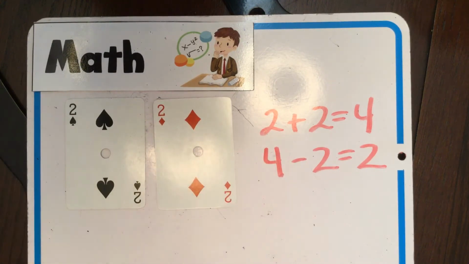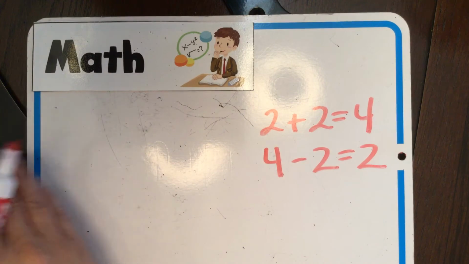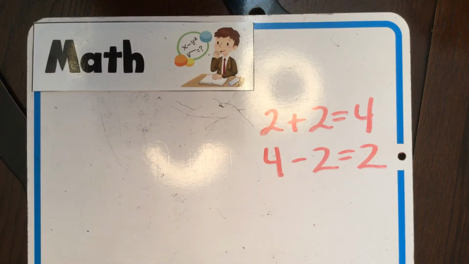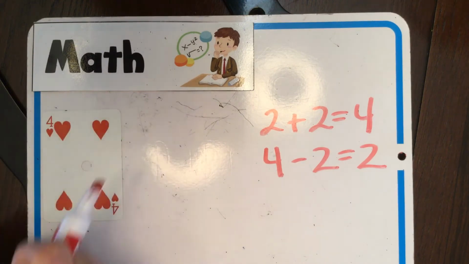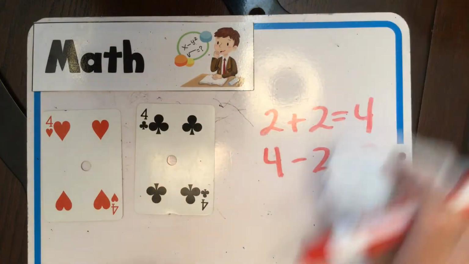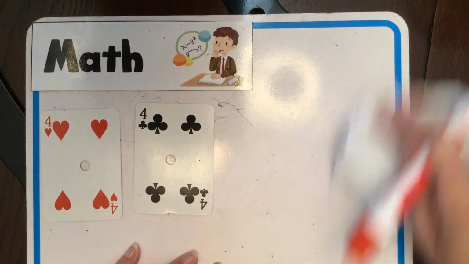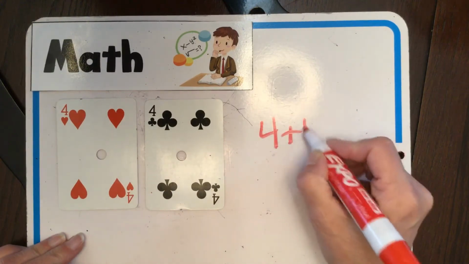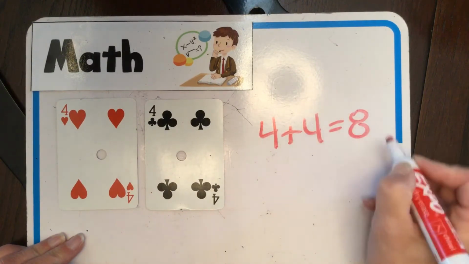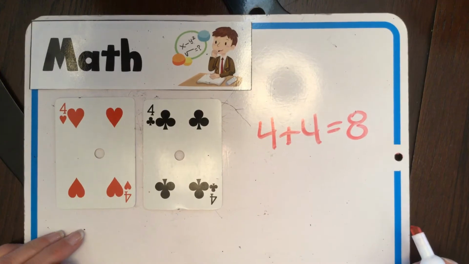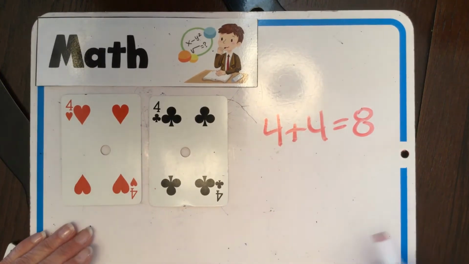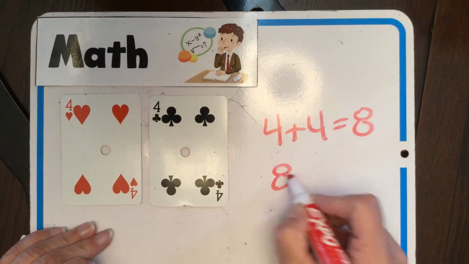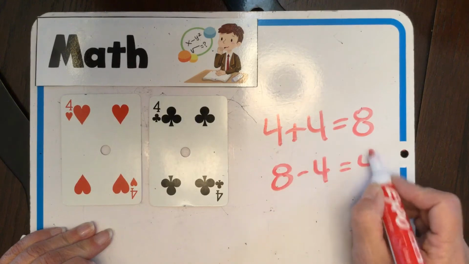So we can use the facts that we know, and if you don't know them, you want to do some practice with some flashcards to help you remember. So if I had the double question, 4 plus 4, and I know the double answer for 4 plus 4 equals 8, I can use these numbers as a fact family to get my subtraction question. 8 minus 4 equals 4.